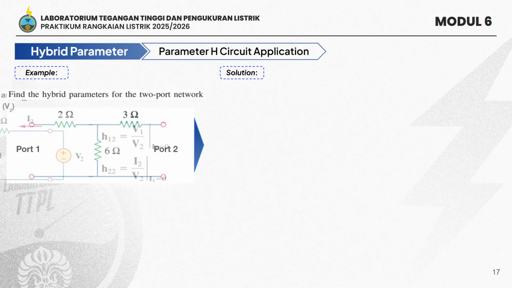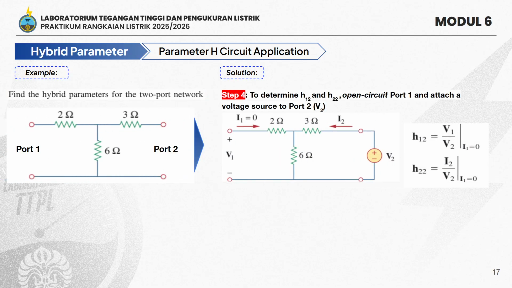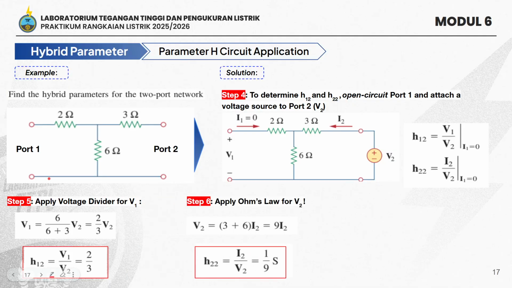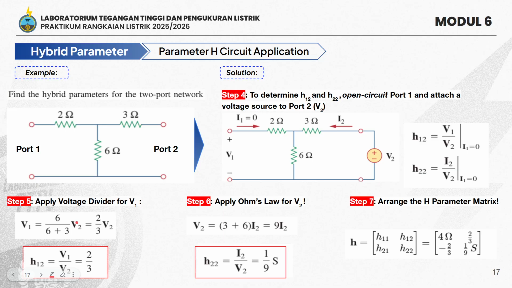And we do the same thing for the second one, where we open circuit port 1 and attach a voltage source to port 2, and we can obtain the reverse voltage gain and the open circuit output admittance for H22. Then we can arrange the H parameters into a matrix form.